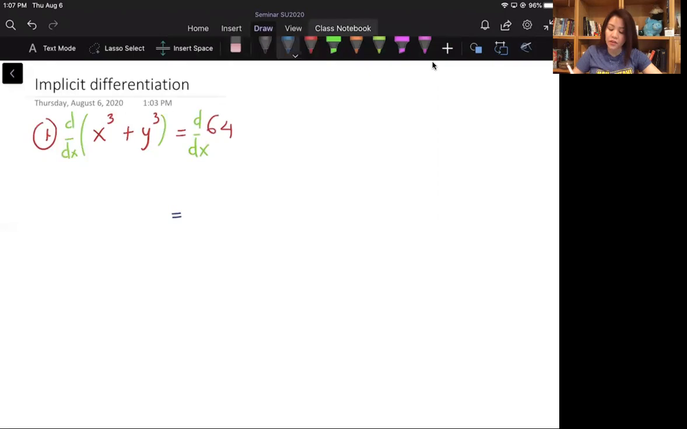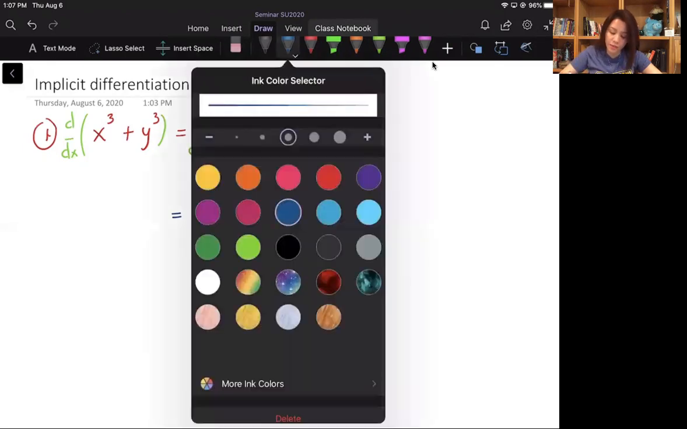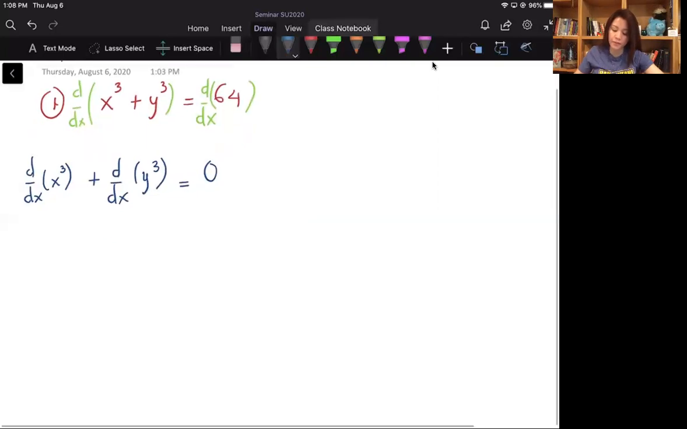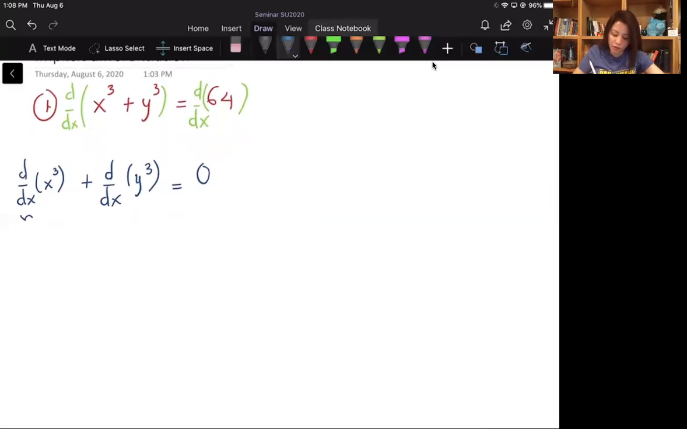On the right-hand side, the derivative with respect to x of a constant is 0, right? This doesn't change. On the left-hand side, the derivative of the sum is the same thing as the sum of the derivatives. So this becomes the derivative with respect to x of x cubed plus the derivative with respect to x of y cubed. The derivative with respect to x of x cubed is just 3x squared.